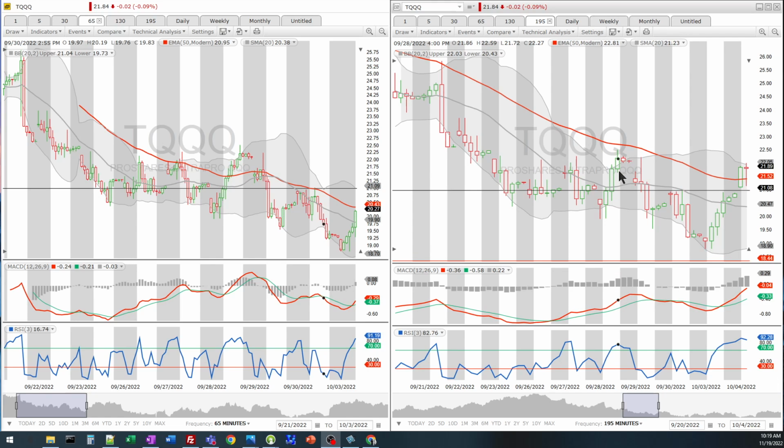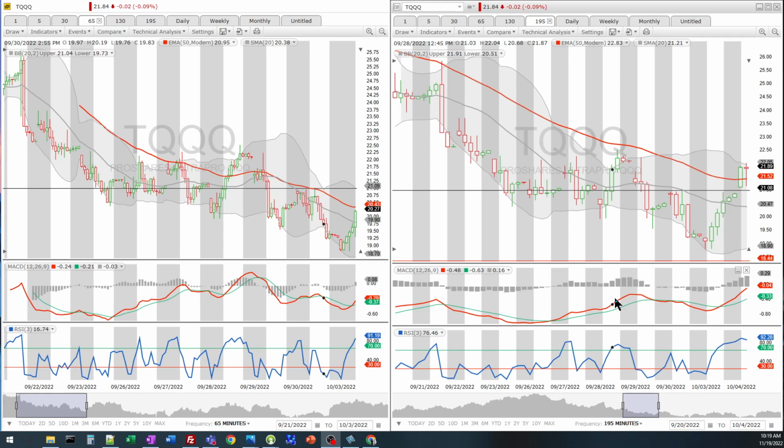Let's go look at the 195 minute 928 date right here. Look at where the MACD is relative to the zero line right here. Well below zero. It is in negative territory. Although it is coming up, it's in negative territory.